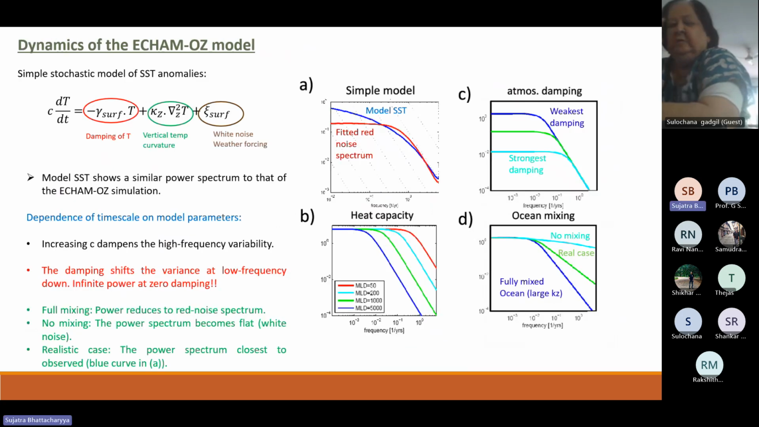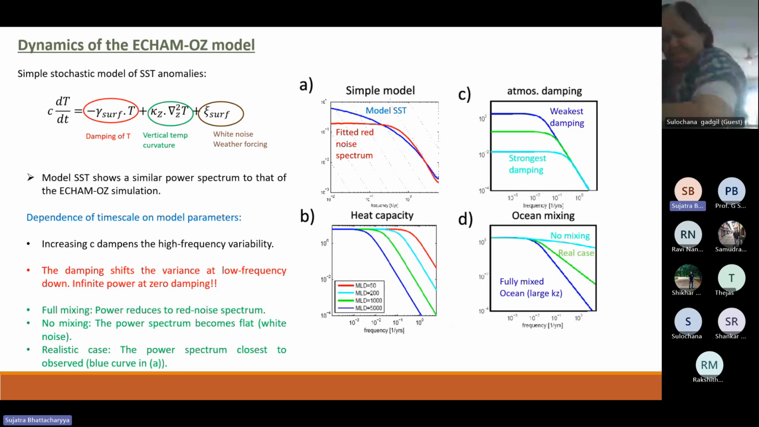Now, one slide on the dynamics of this model. The dynamics of this ECHAM model is a simple stochastic model of the anomalies. This is an extension of the Hasselmann stochastic model, where they do not have this vertical temperature term. I will explain what these terms are. This T is SST anomalies. It can also be the upper ocean temperature or ocean heat content. In this case, they have taken the SST anomalies, and these are damped. The damping is proportional to this gamma term, and there is also a vertical temperature term, which takes into account the vertical mixing in the mixed layer and its impact on the temperature evolution.